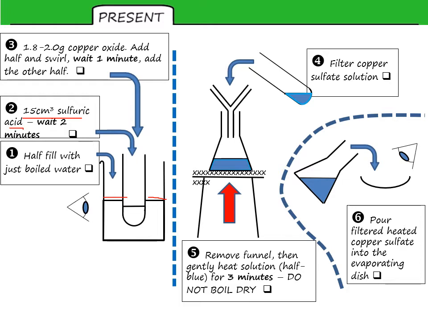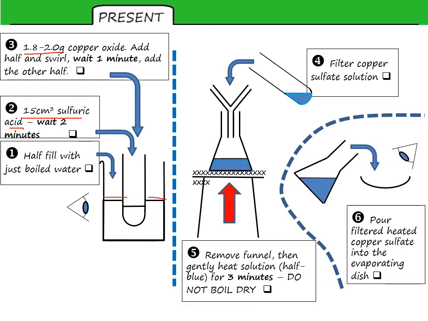This is to increase the temperature of the sulfuric acid, because if we increase the temperature, we'll increase the rate of any reaction that's going to occur. At school, if I demonstrated this, I will probably have heated the sulfuric acid gently using a Bunsen burner. Then 1.8 to 2 grams of copper oxide is measured out, and that is added to the sulfuric acid.